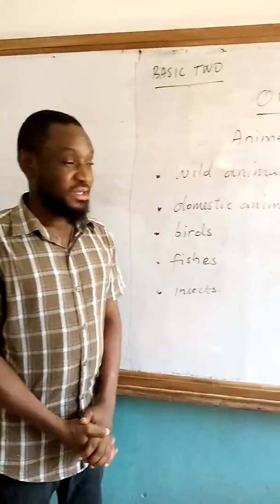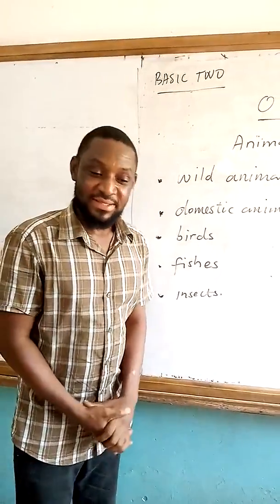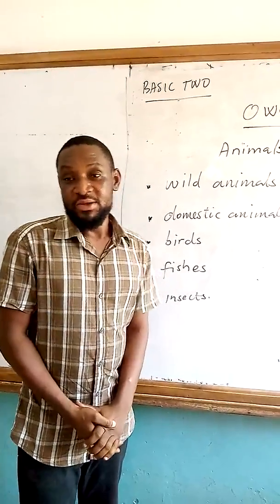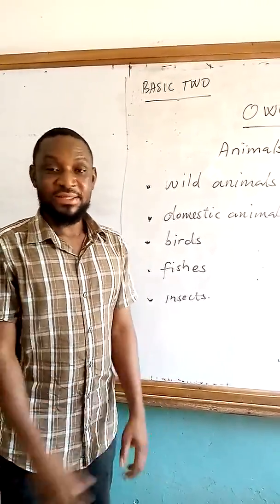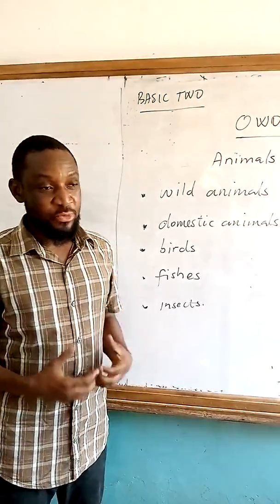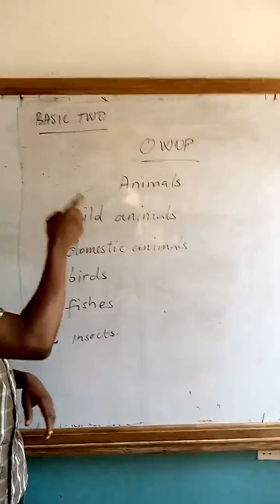In our previous lesson, we looked at plants and the different kinds of plants we have, some of the benefits and uses of plants, and the way to care for plants. Today we are going to learn about animals.